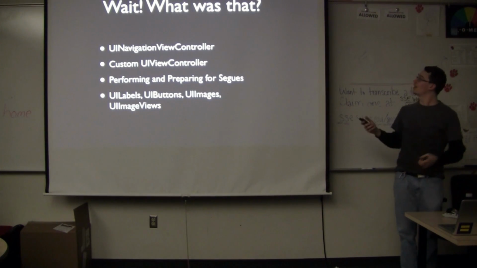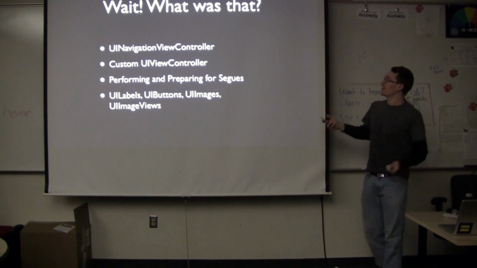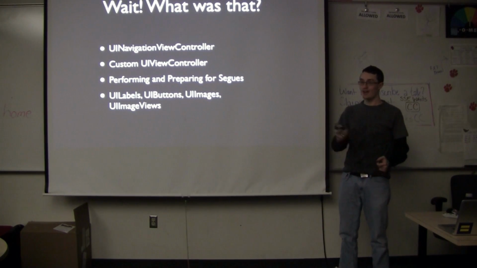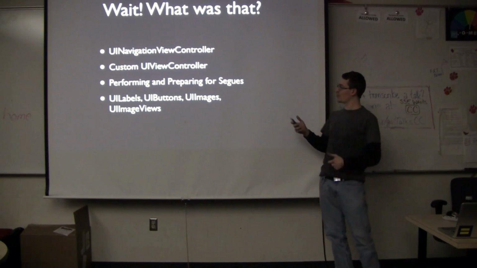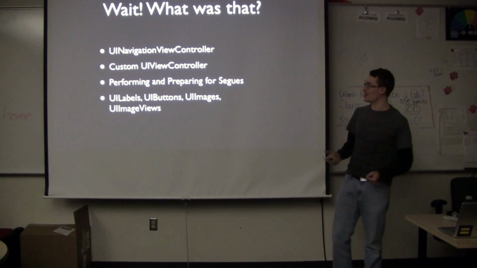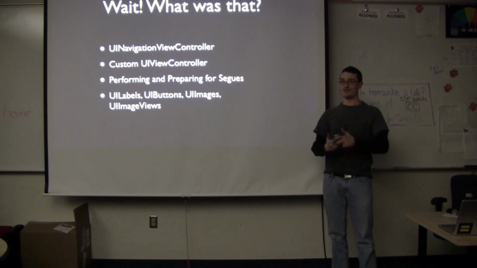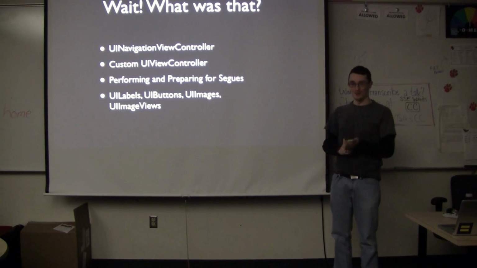Okay, so what does that consist of? Like I said, it has a UI navigation view controller. It has a custom UI view controller, performing and preparing for segues, and it has UI labels, buttons, UI images, and UI image views. That's a lot of words.